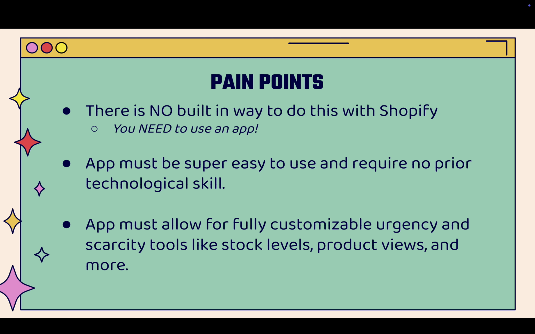I'm going to show you the exact app that I use, and the app must be super easy to use. You don't need to be any type of coder or technological expert. You don't need to be a programmer or designer or anything like that to be able to use this. Most importantly, the app must allow for fully customizable urgency and scarcity tools like stock levels, product views, recent purchases, all these cool features that help drive conversion rate and sales by boosting urgency and scarcity. This is the entire strategy, and I'm going to walk you through it step by step.